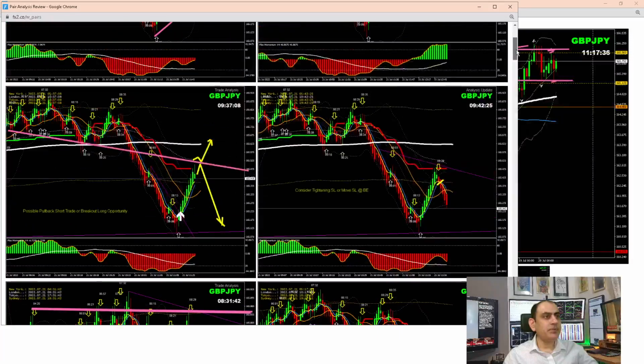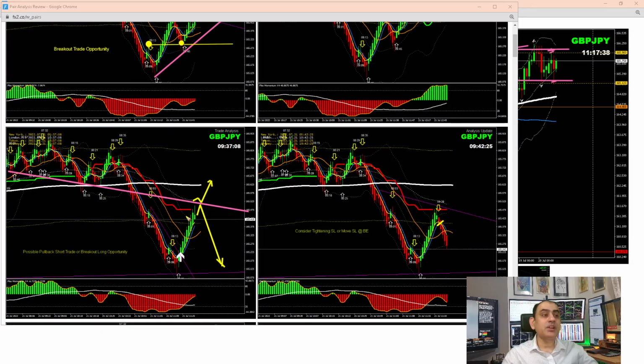So another pullback developed here, which I broadcasted in that analysis. Beautiful. As soon as the price hit this level, I explained to my traders, it's time to consider tightening your stop loss. There is still a possibility the price might reverse. So that's why we communicate through live audio commentary.